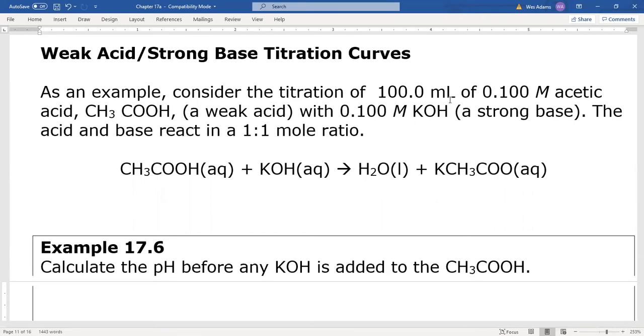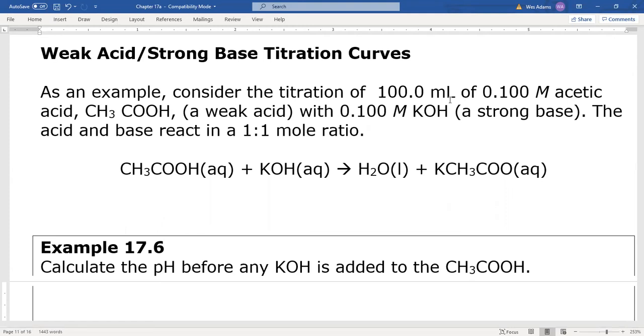reacting with potassium hydroxide to form water and potassium acetate. So again, both solutions are 0.1 molar, but I'll start with 100 milliliters of the acetic acid, and we're going to add potassium hydroxide to that.